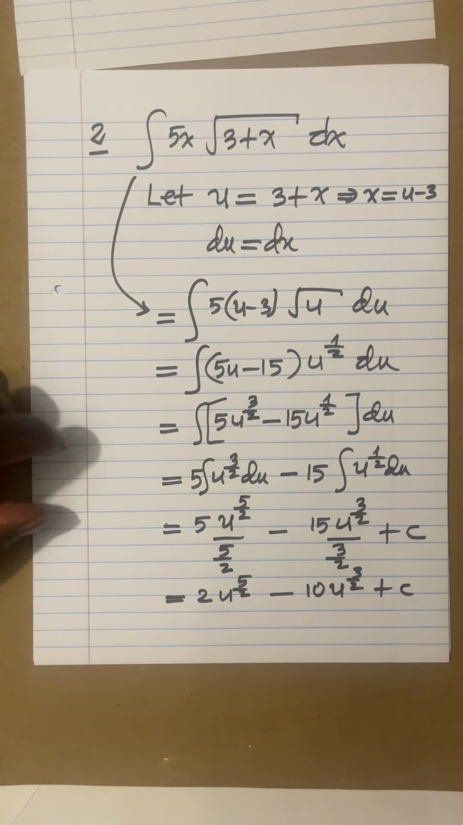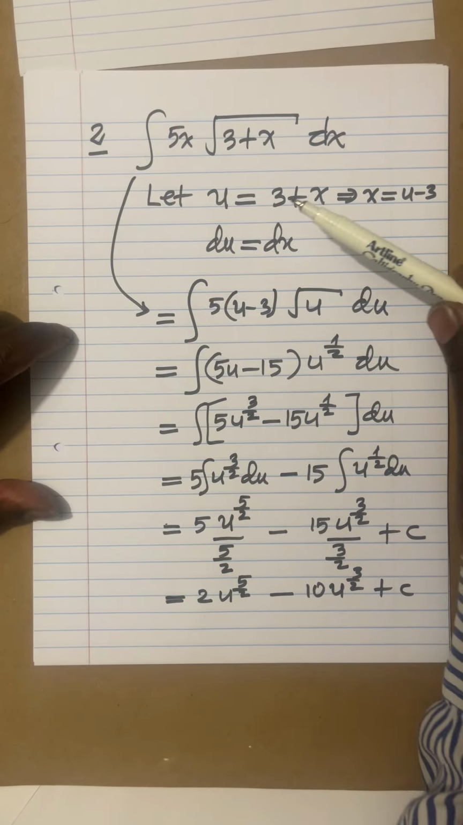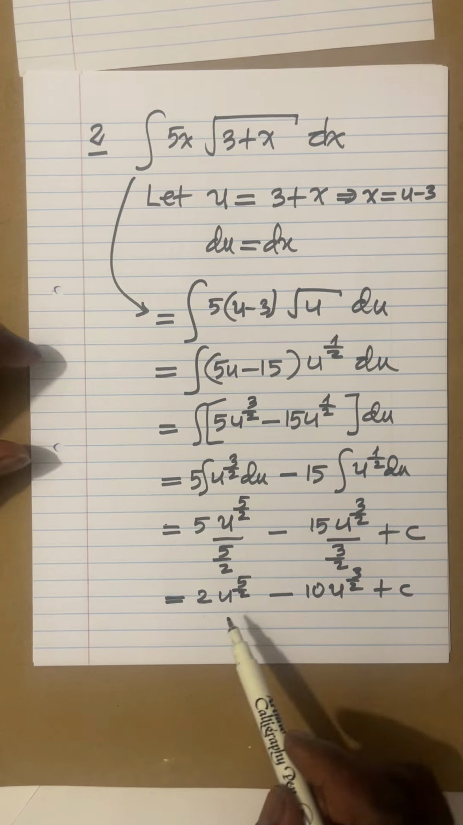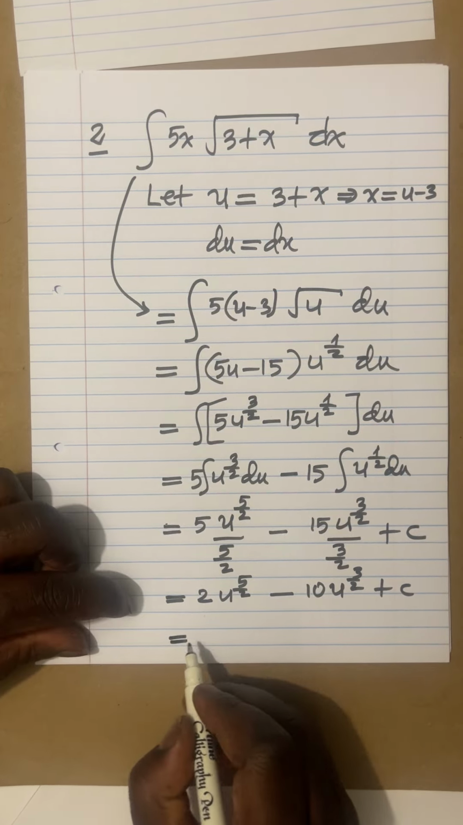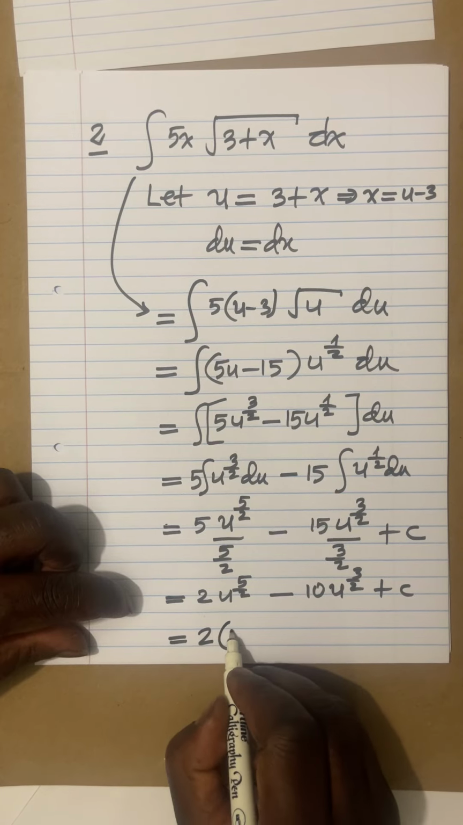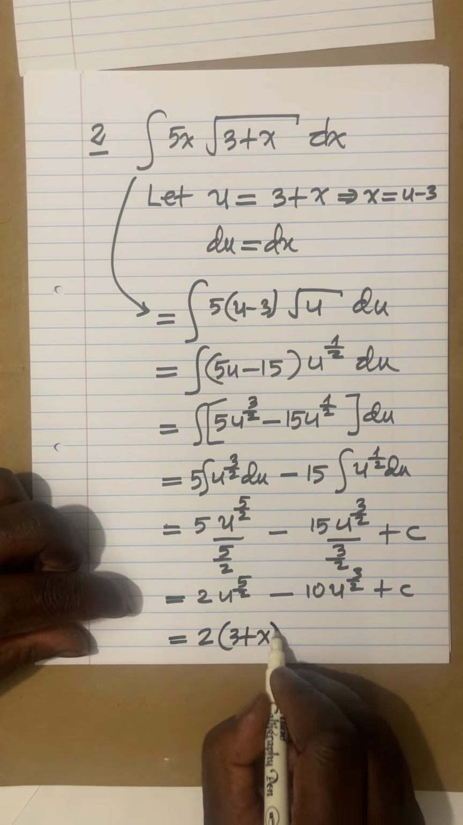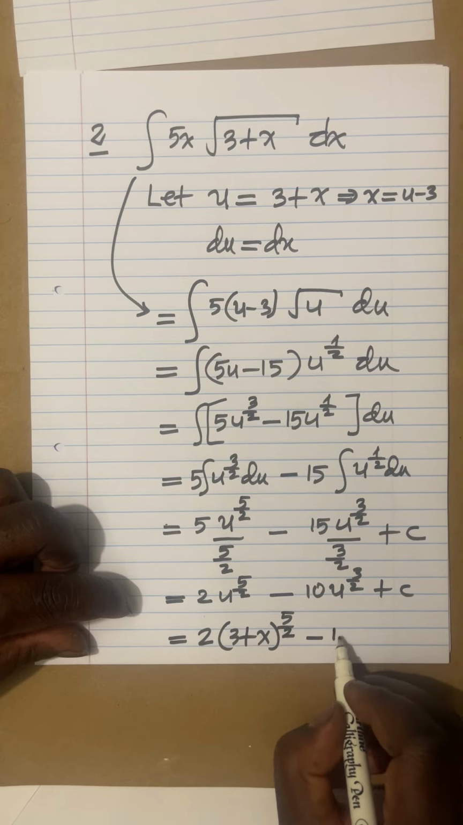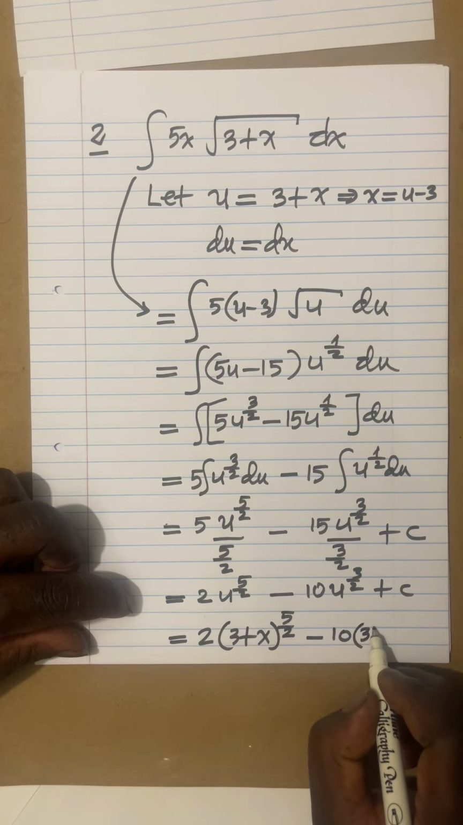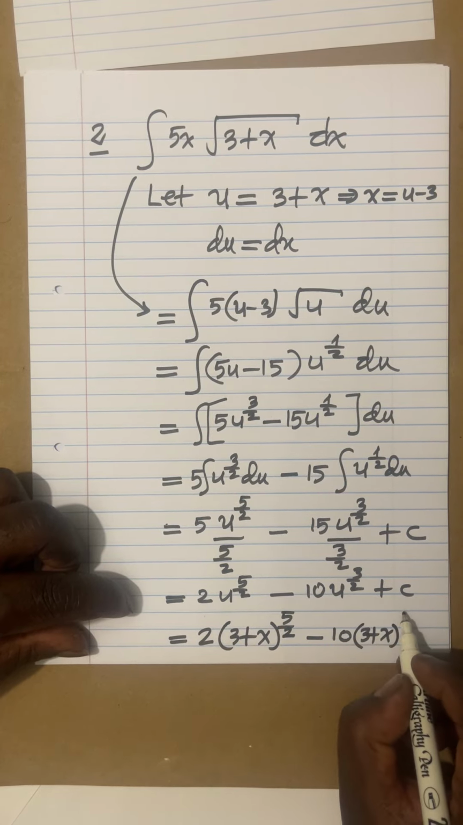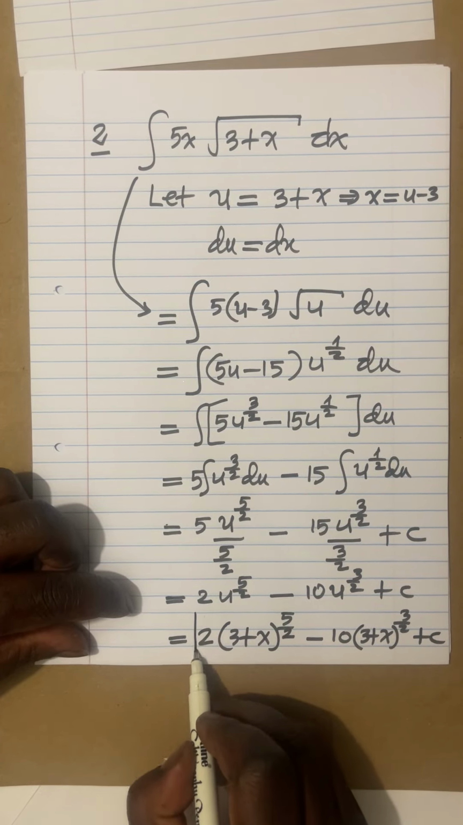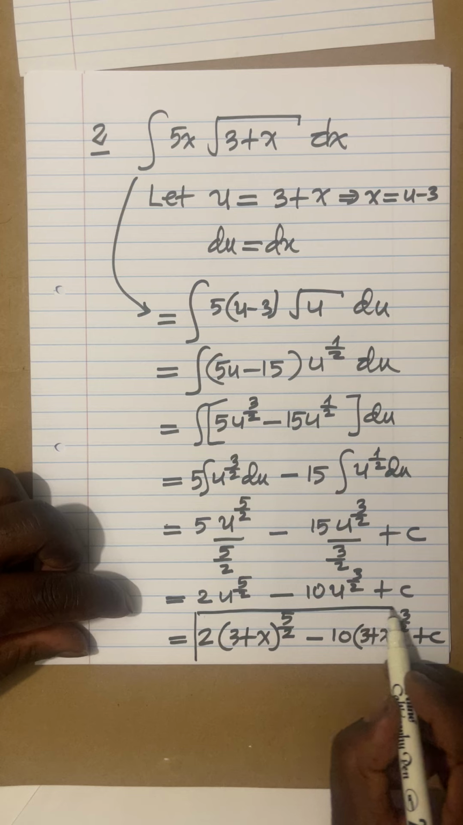But what is our u? Our u, if you can see here, is exactly equal to 3 plus x. So the u must go. My final solution then is going to be 2(3 plus x) to the power 5 over 2 minus 10(3 plus x) to the power 3 over 2 plus c. That is my final solution to this integral.